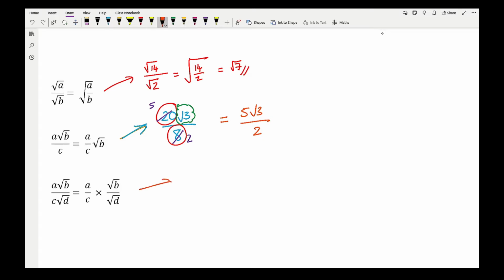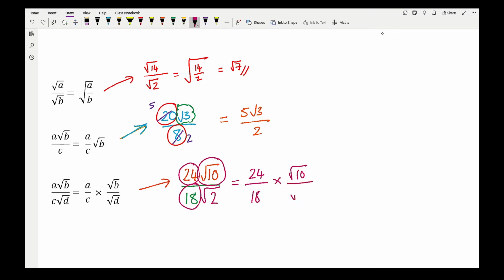So here, for example, if I had, let's say, 24 root 10 over, let's say, 18 over root 2, then what I can do is split this up. So I can have the numbers outside being divided, so 24 divided by 18, and multiply that by root 10 divided by root 2.